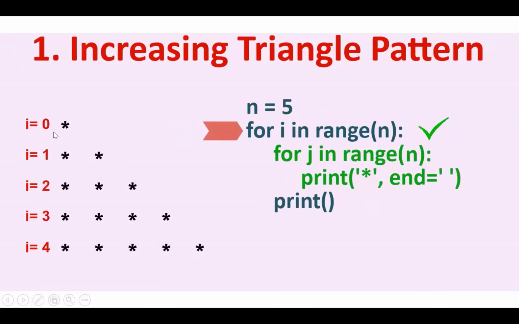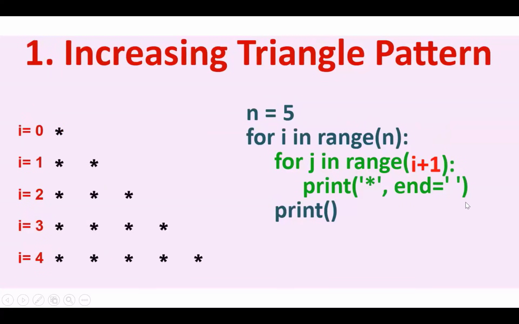So if I do something like this, i is going from 0, 1, 2, 3, 4. That is the i condition. And for j, the range comes from i plus 1, because whatever is happening, we are increasing from 1. 0 count, we cannot print it. So j comes from 0 plus 1, that is 1. Instead of n, we have to write i plus 1. And that's all. That's the only logic. Got it?